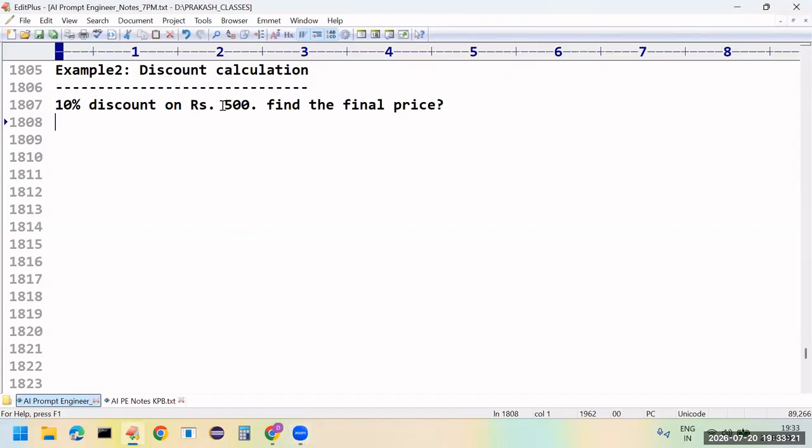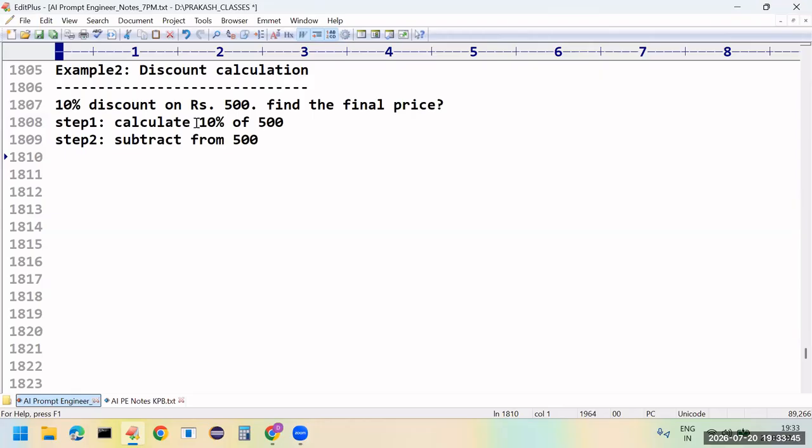What is the final price? Yes, someone is telling 450. Let me check. So I want this step-by-step calculation. What is the first step? Can you please calculate 10% of 500? After that, can you please subtract it from 500?